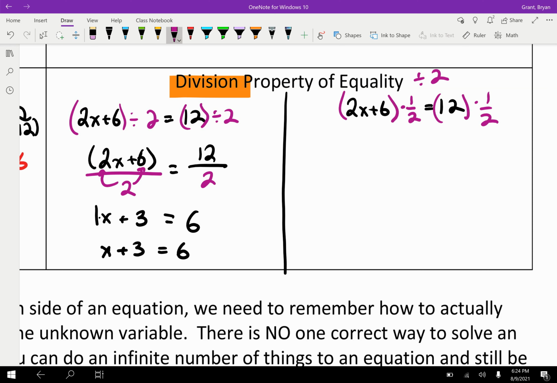Times 1/2. And now I'm going to go ahead and distribute this 1/2 to each side. Distributing to the left side, we do half of 2x, that's 1x. Half of positive 6, that's positive 3. Half of 12 is 6. Is that the same thing we got over here? I think so. Don't forget, instead of the 1x, you can drop the 1 because it's multiplying, and come up with your answer.